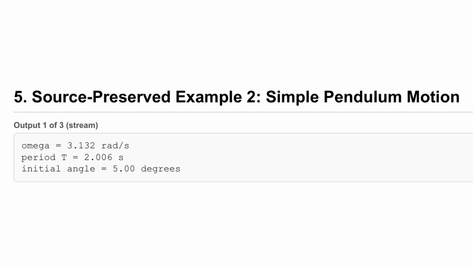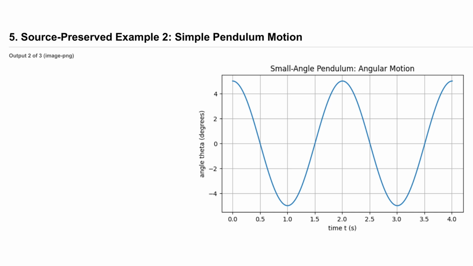The stream output verifies our calculated angular frequency and a period of roughly 2 seconds. The initial angle is confirmed to be 5 degrees. This first plot shows the angular motion over time, displaying a perfect sinusoidal wave. The constant amplitude reflects our ideal, undamped kinematic model.